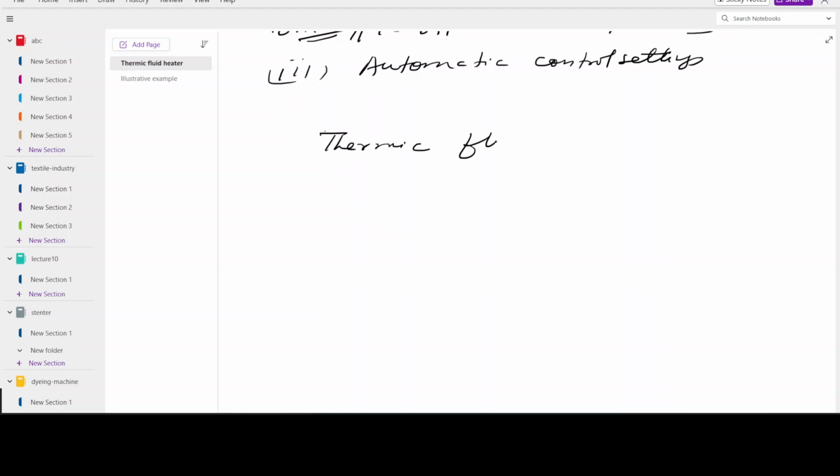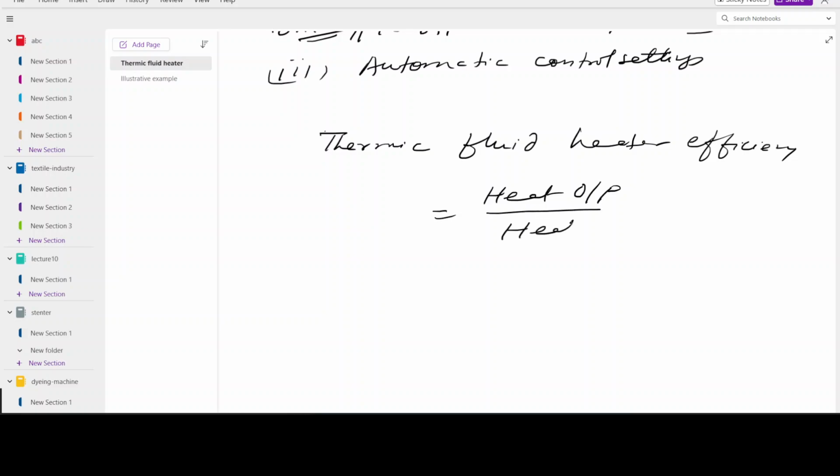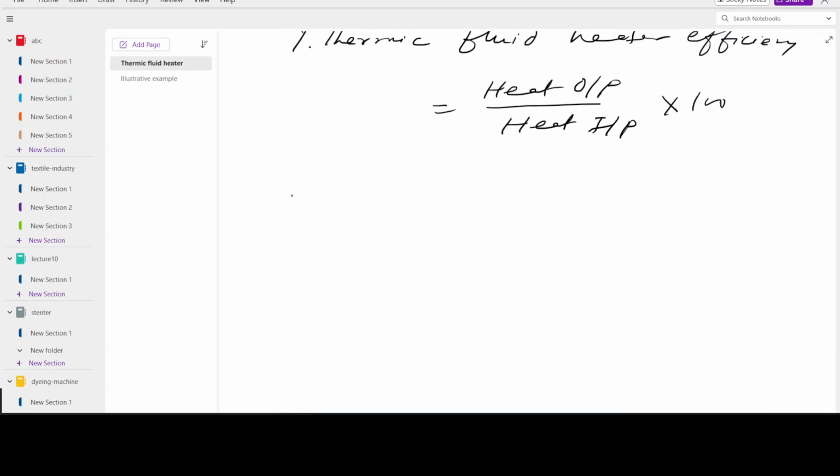Thermic fluid heater efficiency is equal to heat output divided by heat input, simple one, multiplied by 100 for percentage. And now let us see both these terms.